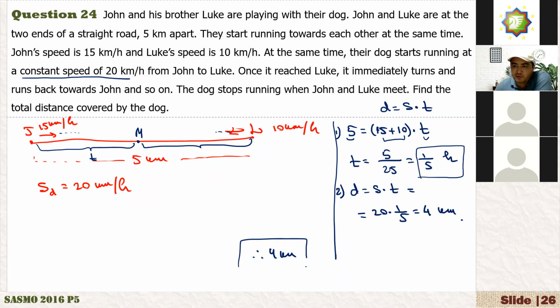Aiden, very good. If you could solve it like this, that's great. It is a bit confusing, but if you understand the question, the distance traveled is just speed times how long he ran, and we get the total distance covered by the dog.